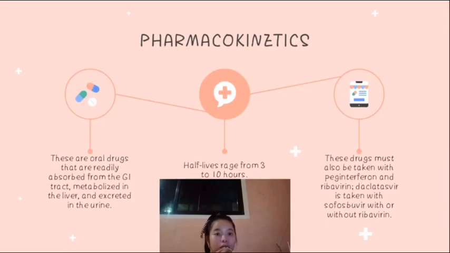So for the pharmacokinetics of these drugs, these are oral drugs that are readily absorbed from the GI tract, metabolized in the liver, and excreted in the urine. And then half-lives range from 4 to 10 hours. These drugs must also be taken with peginterferon and ribavirin. Daclatasvir is taken with sofosbuvir with or without ribavirin.